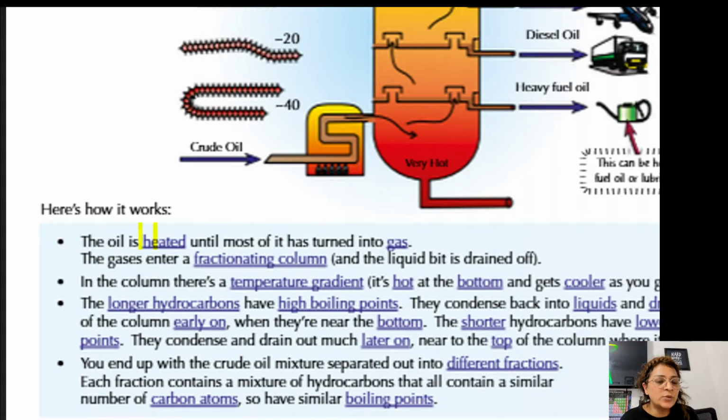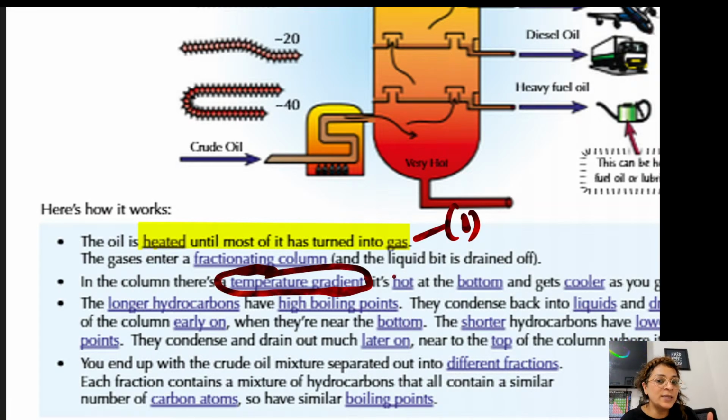Tell me in the chat, what do you do first to gain the first marking point, the one I have highlighted? You heat the crude oil. Very important. That will give you 1 mark straight away, until it becomes gas. Then you will write what a temperature gradient means. This is my second marking point on fractional distillation.